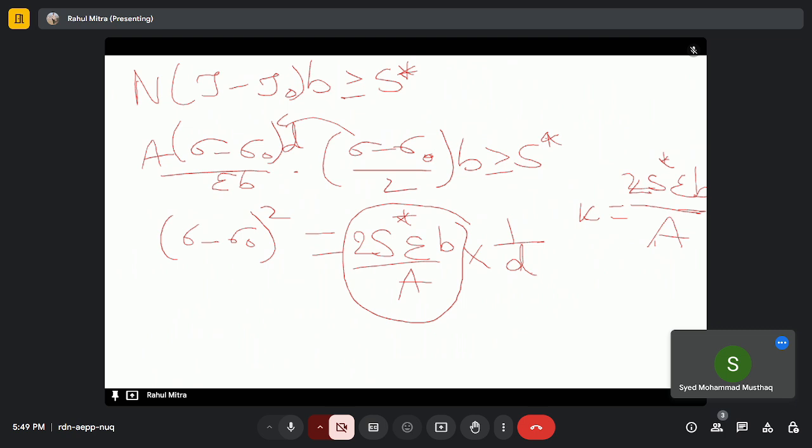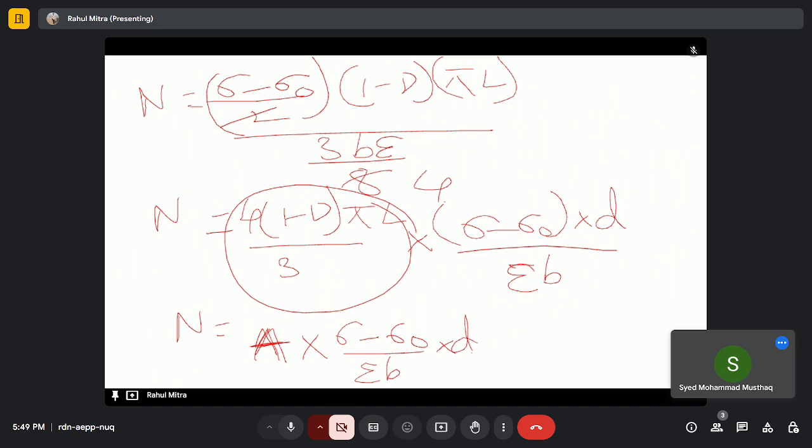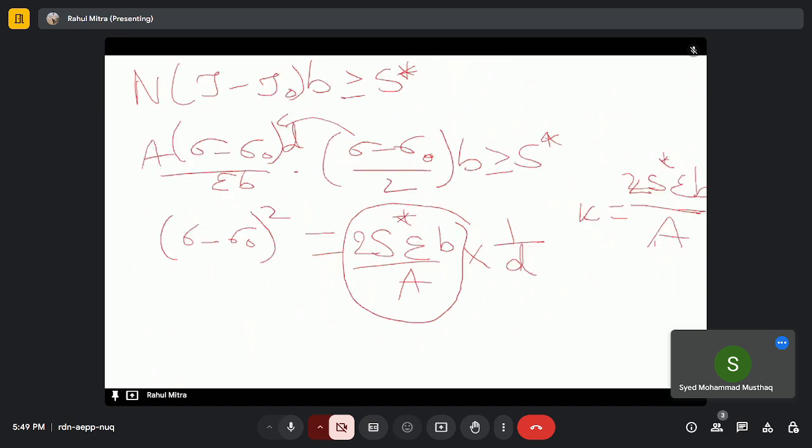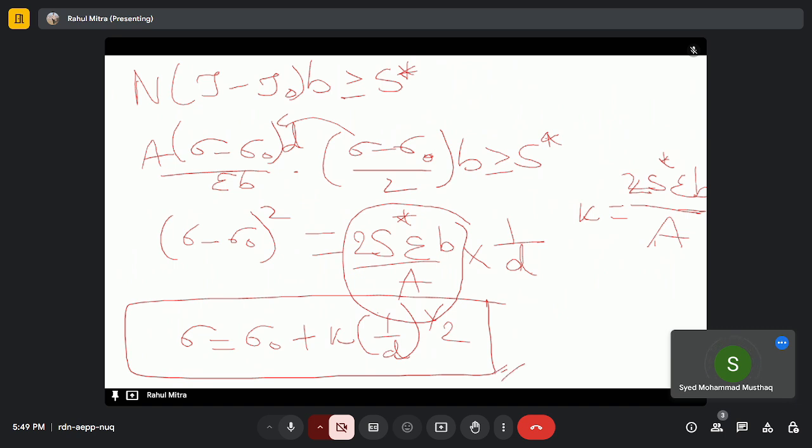And this sigma will be equal to sigma naught plus K into (1 by D) whole power 1 by 2. This relation is known as the Hall-Petch correlation, and with decreasing the size of the grain, we can increase the yield strength of the material, but we can't just go on decreasing the grain size. Why? Because there is a certain limit.